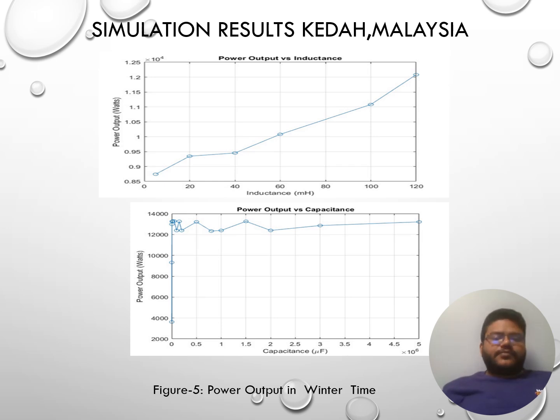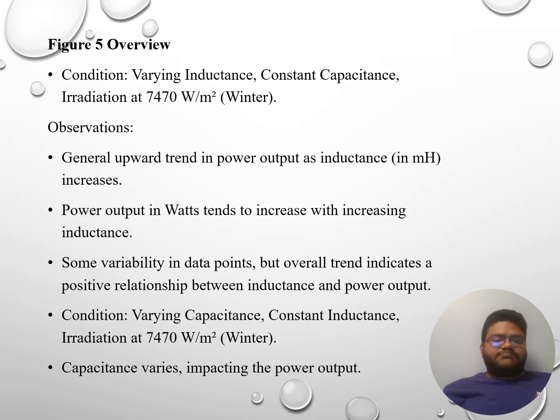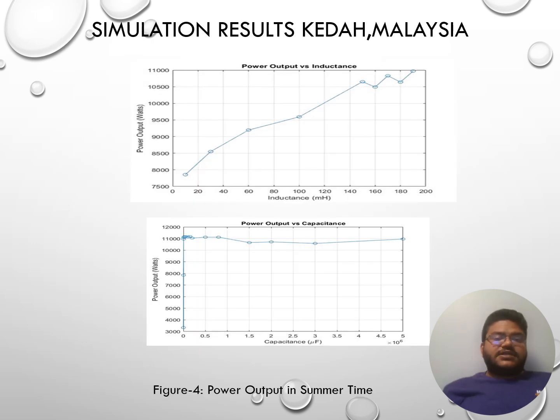So I would say that by varying inductance, power output will increase in Malaysia as well as in St. John's. So inductance is a very good parameter that can be changed if we want to change the output. However, capacitance does not play an important role. So let's move on to the summer time, and 7470 watt per meter square is the irradiance value in Malaysia.